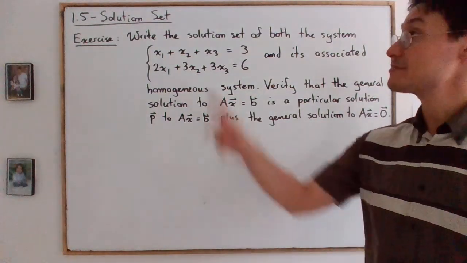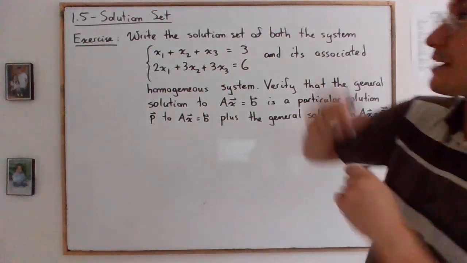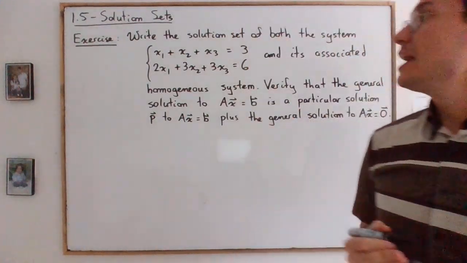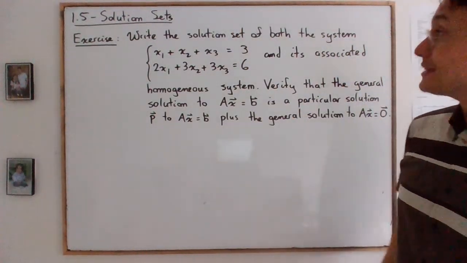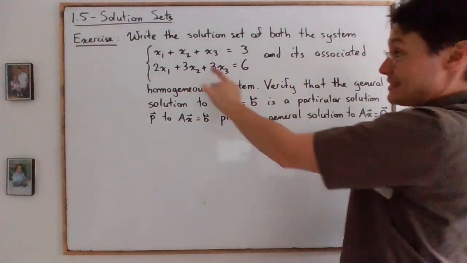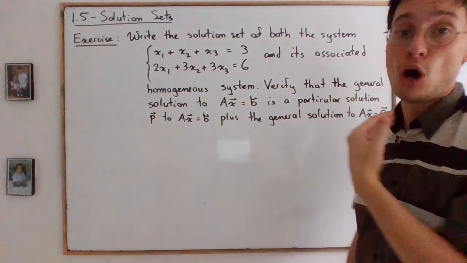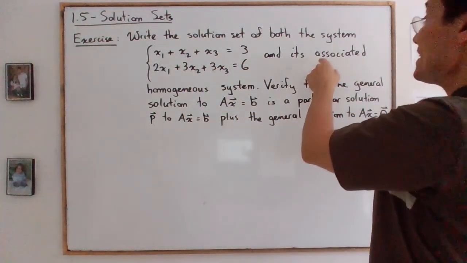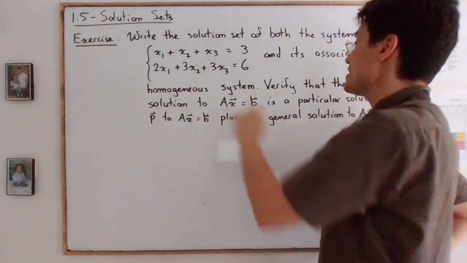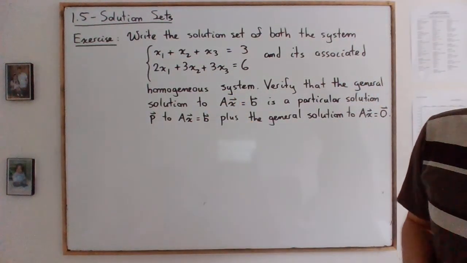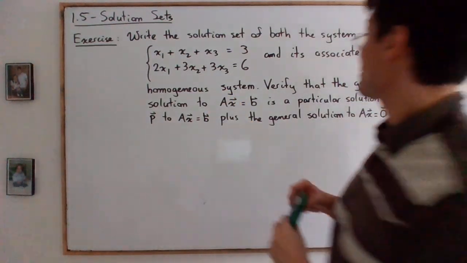The point of this video is to solve the end of section exercise of section 1.5, solution sets. Okay, I forgot the S. And this is the exercise. Write the solution set of both this system, which is a non-homogeneous system, and its associated homogeneous system. So we need to make a very clear distinction.